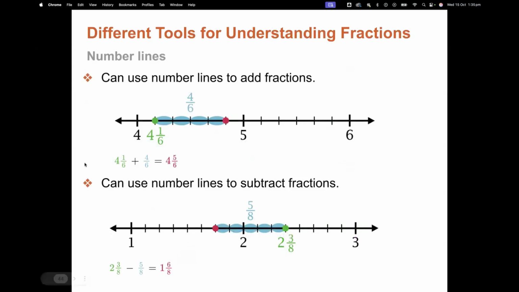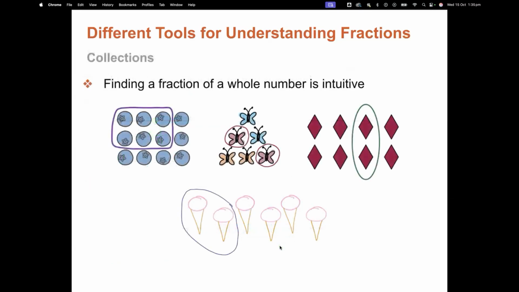And here again, we're using them to add fractions. So here, 4/6, it's a really nice visual way to see where you're going to end up. And you can subtract by just going in the opposite direction.